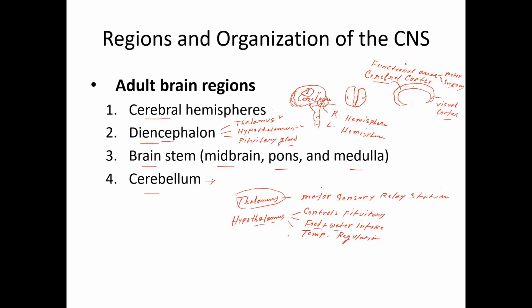So those are a few important functions of the hypothalamus. Then the pituitary gland, you know that it is called the master gland. So the pituitary is the master gland. It regulates other endocrine glands of the body. However, the pituitary is controlled by the hypothalamus.